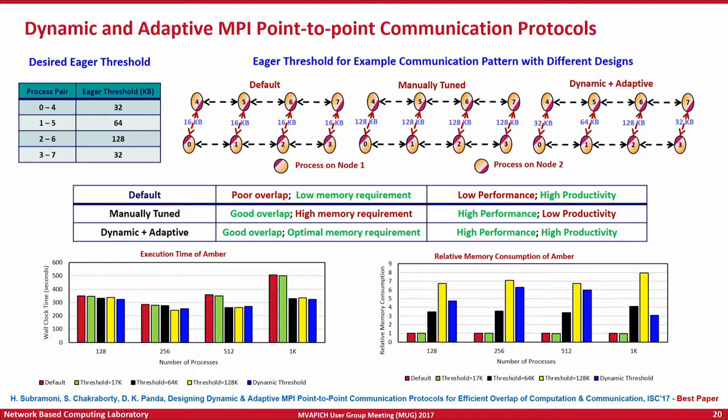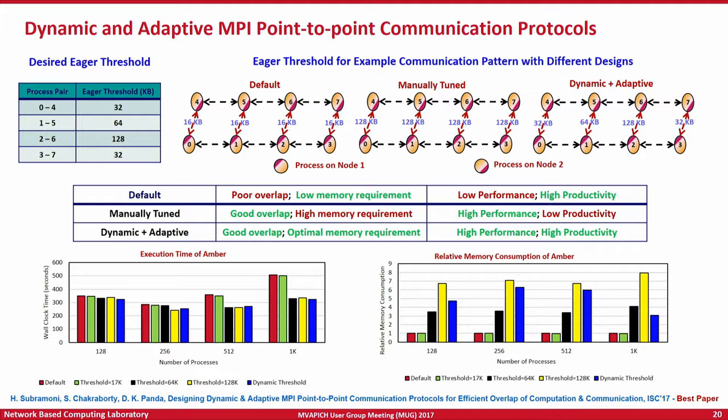So these are the numbers that we got with the AMBER molecular dynamics application with the proposed scheme, which is in blue, and the manually tuned and the default versions. And as you can see, we get pretty good improvements in application performance while ensuring that your memory footprint is on the lower side. So this is what we refer to as the dynamic and adaptive point-to-point communication protocols in MPI, and this would be coming up hopefully in the MVAPICH2 2.3 RC1 release.